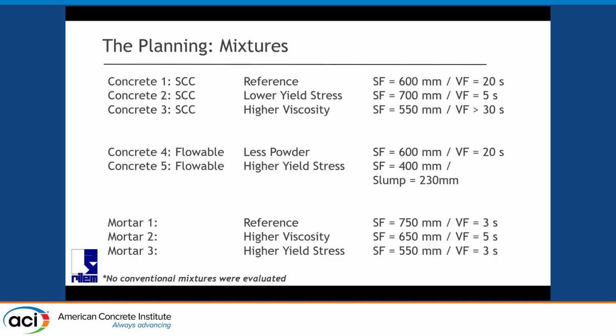So Mohammed presented the mixtures. Here you get them again. So we have a reference self-consolidating concrete coming from APM. We added a couple of variations on that to lower yield stress and to increase viscosity. Then we had a flowable concrete mixture that has less powder, more aggregates, but not to the extreme, that we modified once. And then we had 3 mortars that were evaluated, and those results will come back throughout the coming presentations.